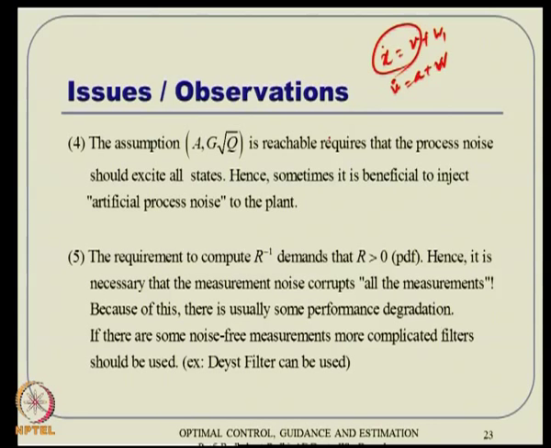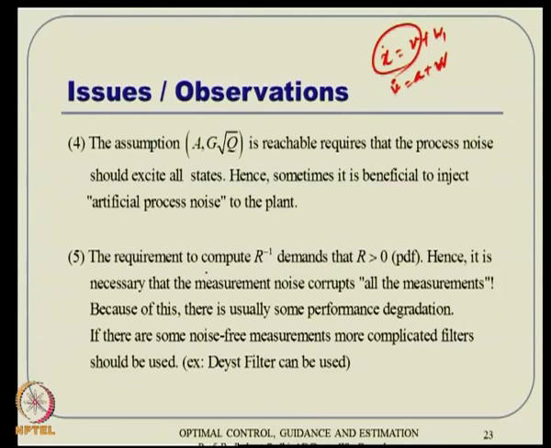Then another point is that the requirement to compute R inverse demands that R is positive definite, and hence it is necessary that the measurement noise corrupts all the measurements. You have measurements, but R inverse has to exist, because you cannot define some set of measurements and say that for one particular component you do not know what is going on.